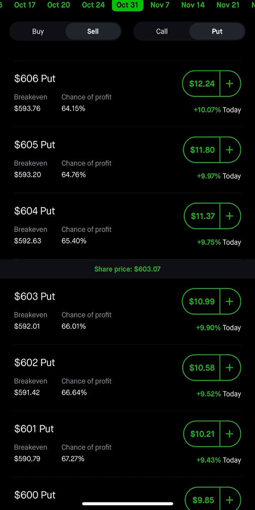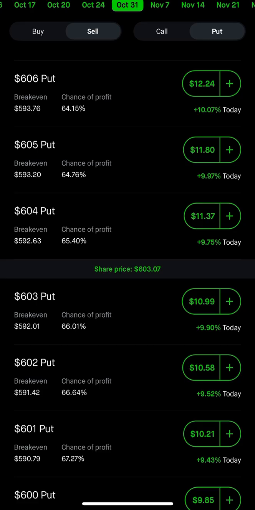With TastyTrade, you can look around the one standard deviation trade, and that's approximately minus 0.15 delta. With Robinhood that we're looking at right now, you can easily see the probability of profit, which is what they call the chance of profit. And then with Fidelity, you can also look at the delta as a minus 15.